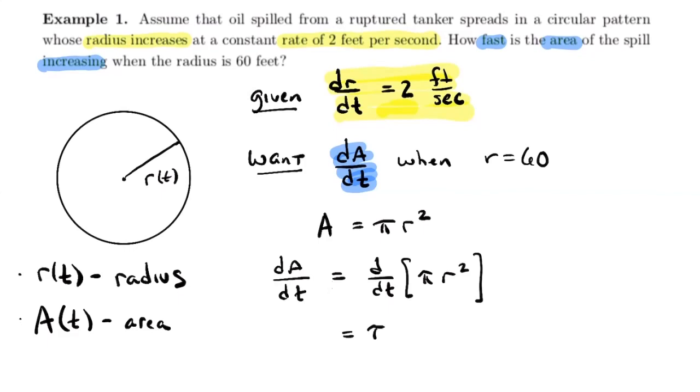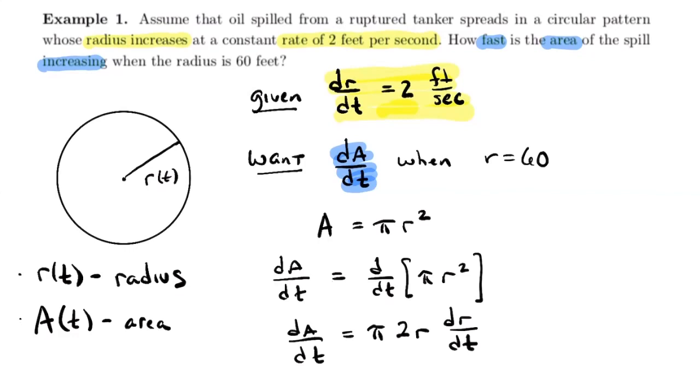Pi is a constant. The derivative of r squared is 2r, but since I'm differentiating with respect to t, I have to multiply by dr/dt. That's the chain rule. That's the implicit differentiation. And I'm just going to write this dA/dt again.